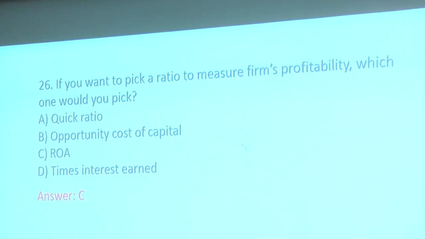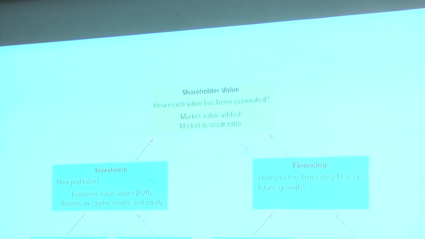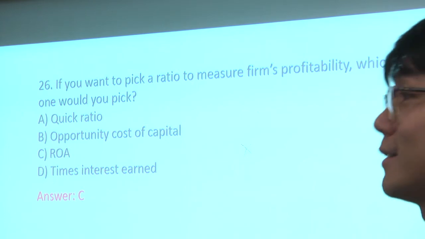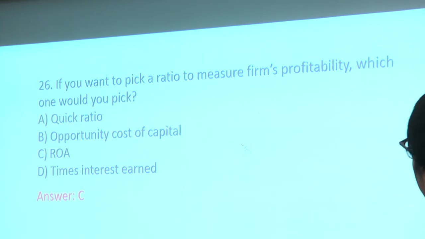If you want to pick a ratio to measure a firm's profitability, which one is it? Profitability is basically some returns, or economic value added. So here we have a measure that's ROA, return on assets. What does quick ratio measure? Liquidity. Opportunity cost of capital is the cost of financing, so it's in the financing one. Time interest earned uses EBIT divided by interest. That's still financing. It's not about profitability.